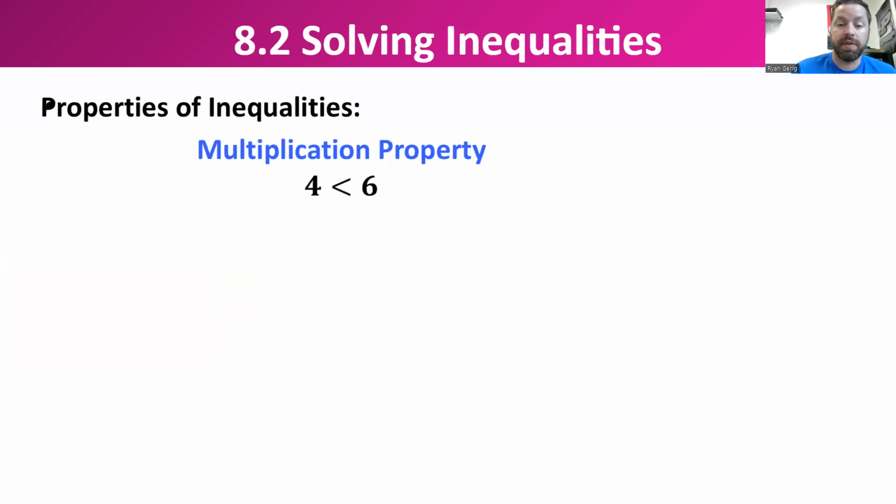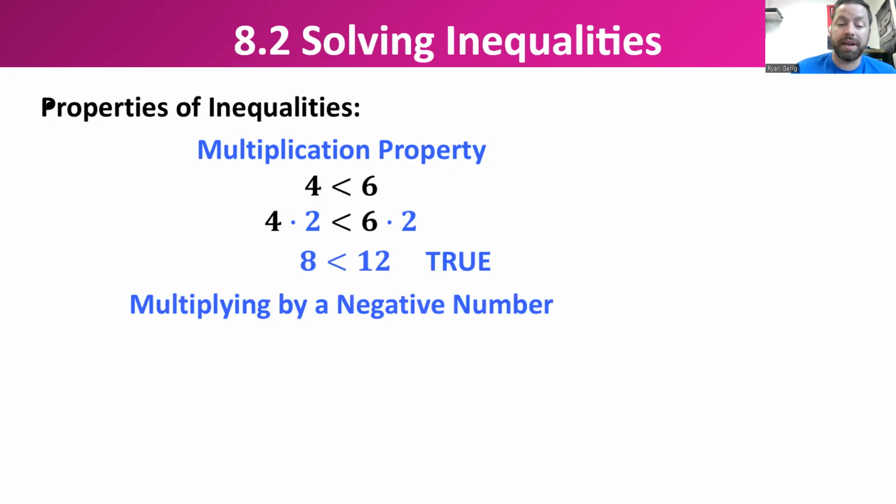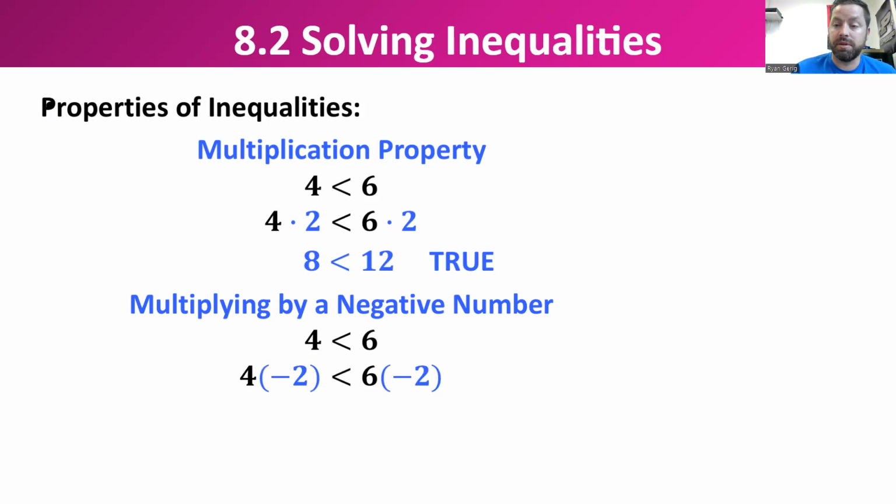What about multiplication? So 4 is less than 6. What if I multiply both sides by 2? Well, 4 times 2 is 8. 6 times 2 is 12. Still a true statement. However, what if we multiplied by negative 2? Let's see what happens. 4 times negative 2 is negative 8. 6 times negative 2 is negative 12. Is negative 8 less than negative 12? No, it is not. Negative 8 is actually bigger than negative 12. And that leads us to our first big idea for this lesson. When you multiply by a negative number, you have to flip the sign to make it a true statement.